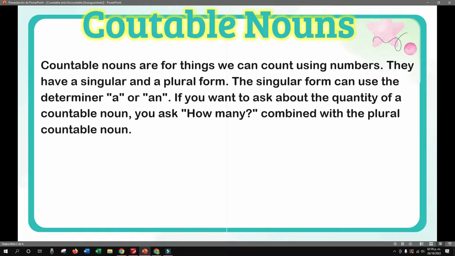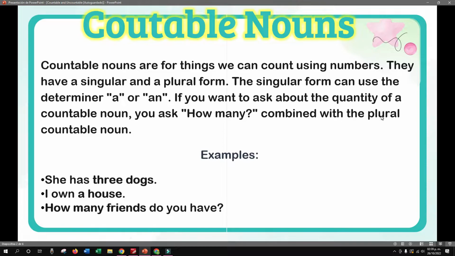También cuando nosotros vayamos a hacer preguntas utilizando palabras contables, vamos a utilizar esta frase, vean, how many, cuántos. Y también vamos a utilizar la palabra en su forma plural. So, examples. She has 3 dogs. Or you can say, she has a dog, right? So, I own a house. Or you can say, I own 3 houses, right? House, that is a countable noun. What about this question? How many friends do you have? Si se fijan, acá estamos utilizando how many, luego friends, que sería la palabra contable, en plural. Y luego do you have en question mark, right?